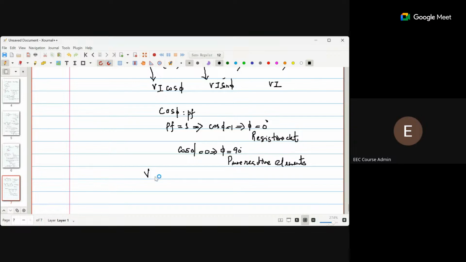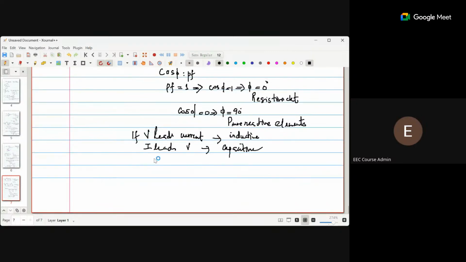If voltage is leading the current, the circuit will be inductive, and if current leads the voltage, it will be capacitive in nature. And what is the case of series resonance?